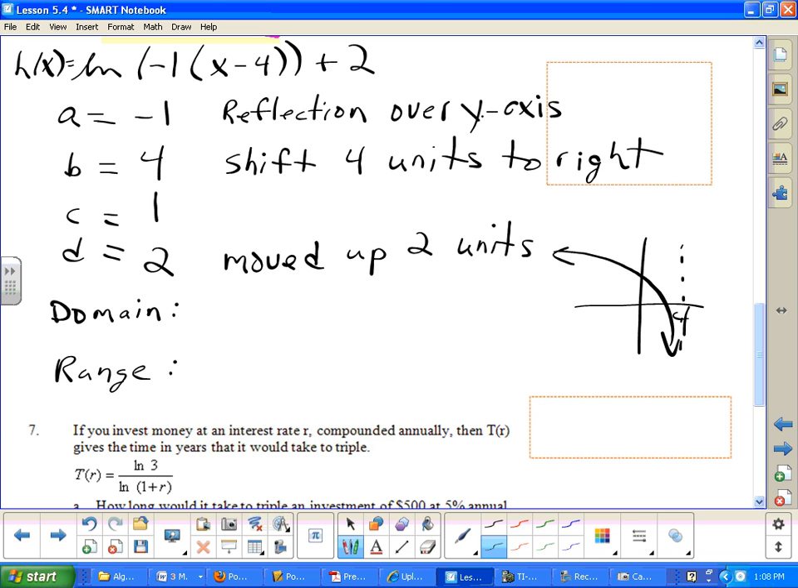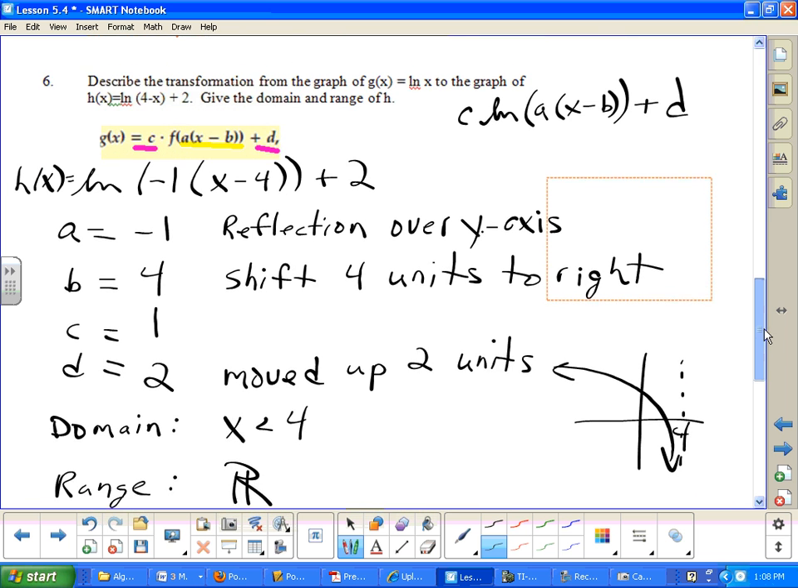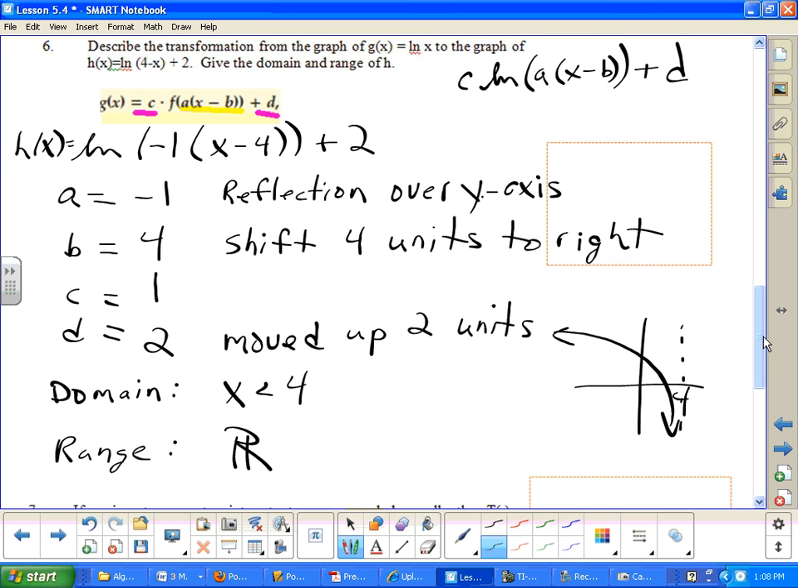Does the vertical shift, the fact that it moved up 2 units, does that affect the range? Does it affect the domain? No. Okay, so our domain is now x is less than 4, and our range is still all real numbers. Okay. Now, take out your calculator and put that original function in your calculator to verify that.